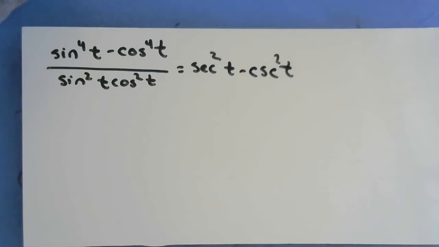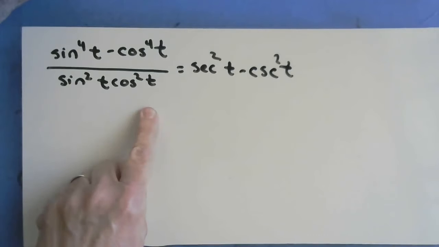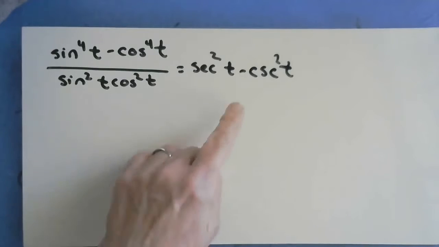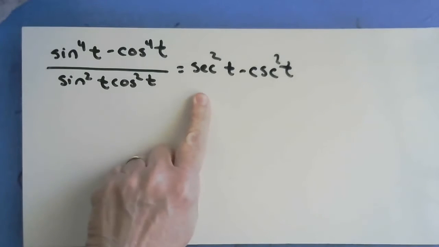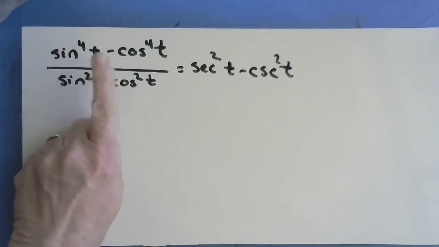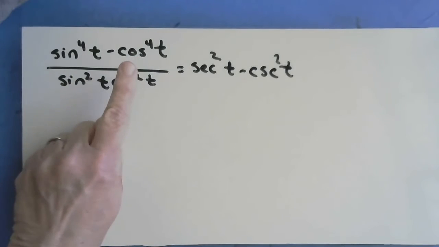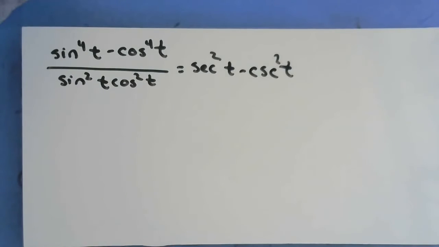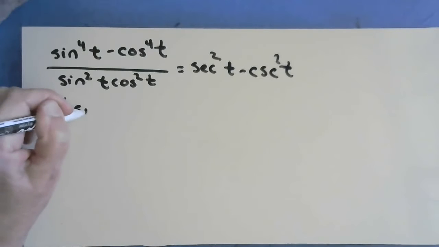To prove or verify this identity, it's up to you which side you want to start with. What jumps out to me is that the left-hand side looks more complicated to my eye than the right-hand side. And also what I see in the numerator here is the difference of two squares, which jumps out as, hey, let's factor those and see what we can do with that. So I'm going to start with the left-hand side, and I'm going to rewrite it.